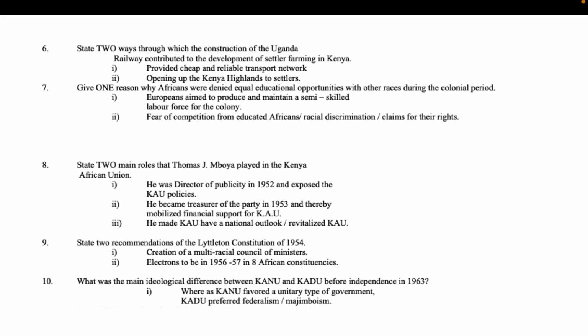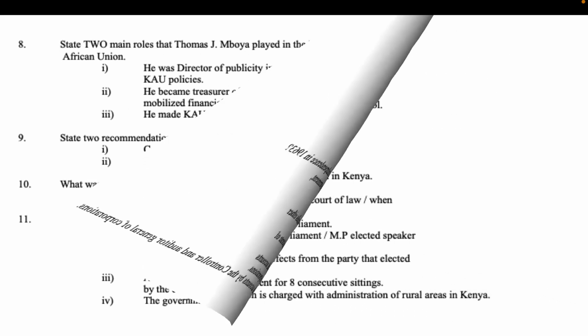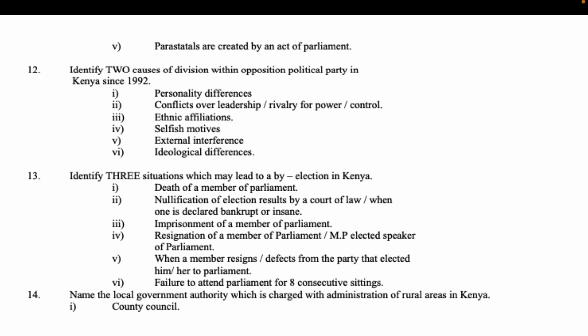11. State 2 ways through which the government controls parastatals. I. Through appointment of top officials of the parastatals either by the ministers or the president. II. Constant inspection of parastatals by the Inspectorate of State Corporations. III. Annual inspection and auditing of parastatal accounts by the Comptroller and Auditor General of Corporations. IV. The government requires that parastatals submit their accounts to the Comptroller and Auditor General of Corporations. V. Parastatals are created by an Act of Parliament.